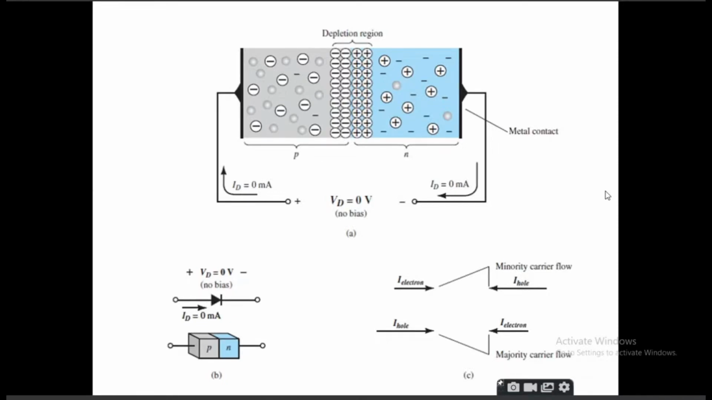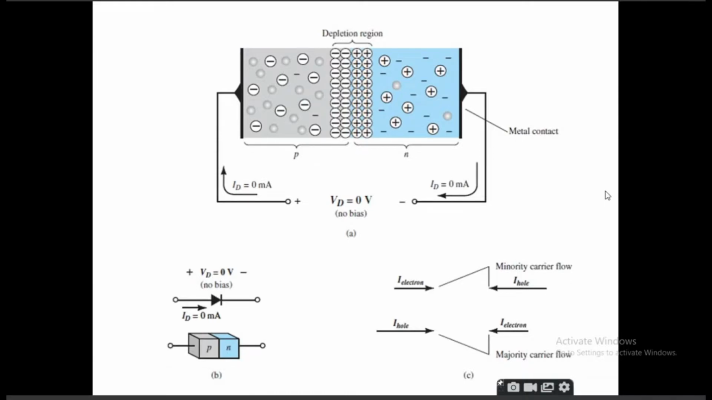On the N side you can see there are minus signs. These are electrons. Along with that, there are also gray colored spheres on the inside. What are these gray colored spheres that you can see? There are just two spheres. Holes. Minority charge carriers. Yes, minority. These are the holes present on the N side.